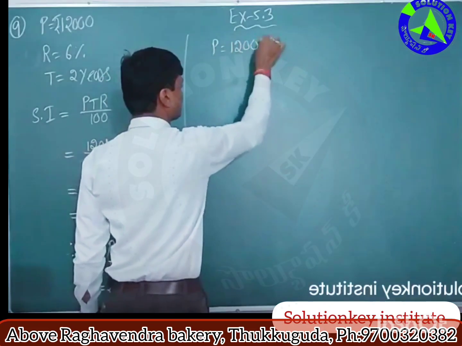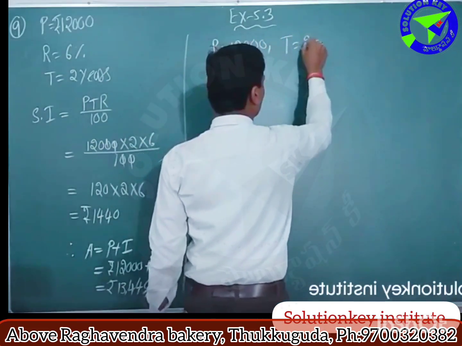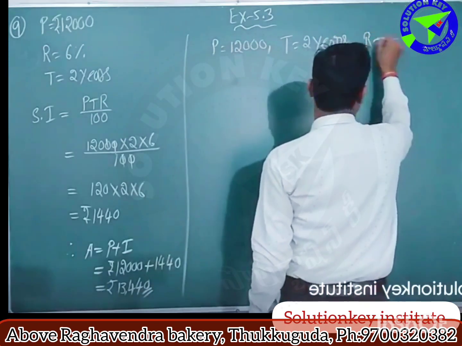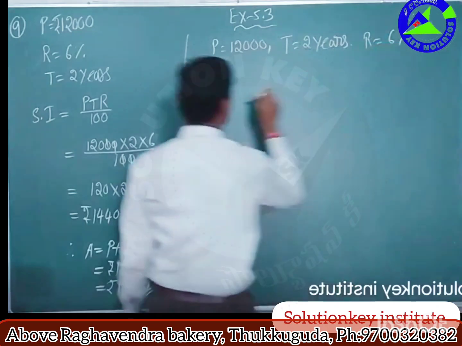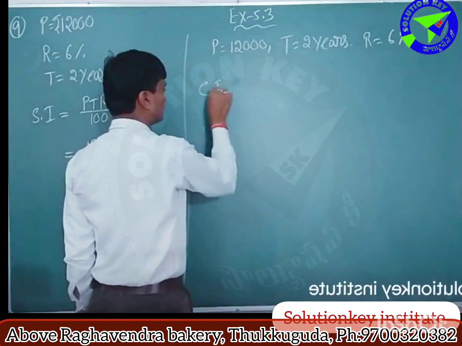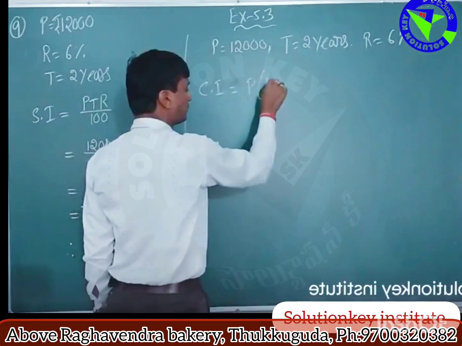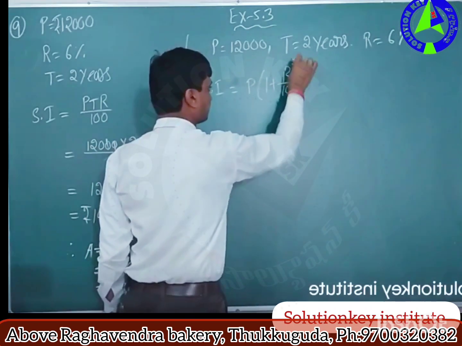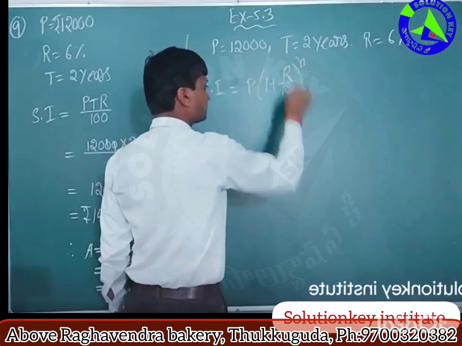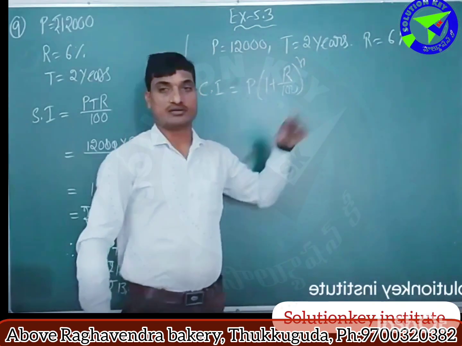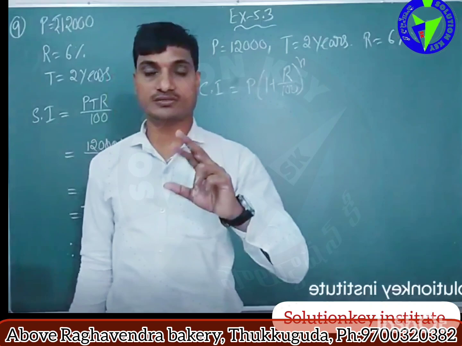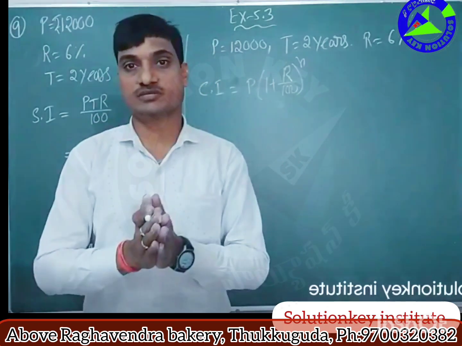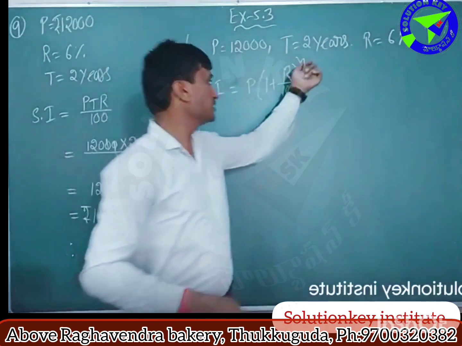Then P is 12,000 rupees and T is equal to 2 years, and rate of interest is the same 6%. So compound interest is equal to P into 1 plus R by 100 to the power of N. N stands for number of years. He took it for 2 years and he will pay 2 times per annum, so N is equal to 2 years.